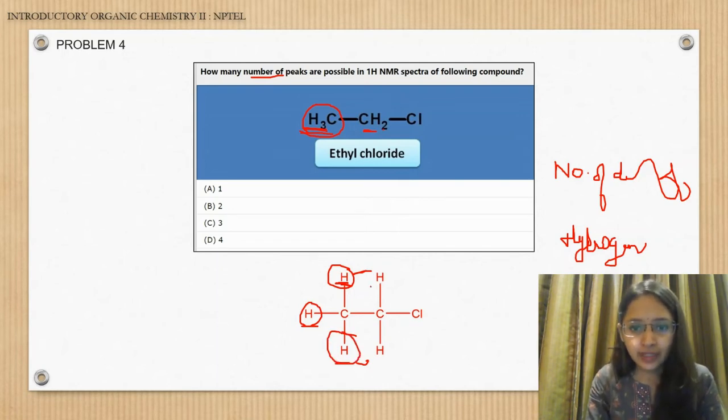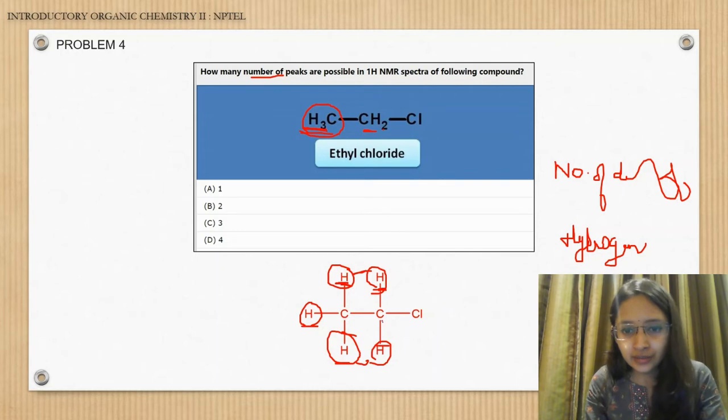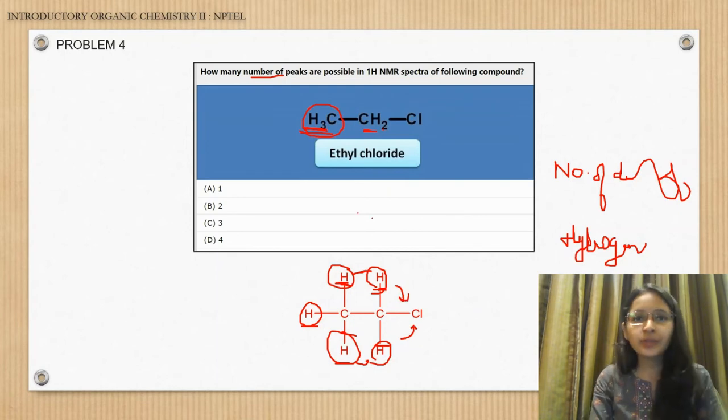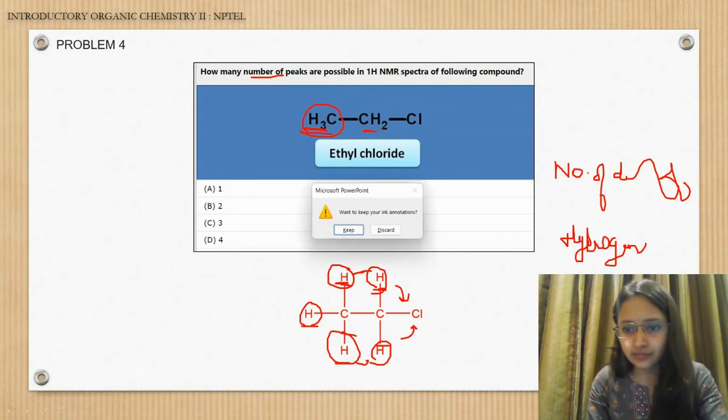Now coming to the methylene protons, that is the CH2 protons. Both of these have the same environment because they are connected to a carbon, and then they are in the vicinity of this chlorine. So how many signals are you supposed to get in the 1H NMR based on these? There is one.